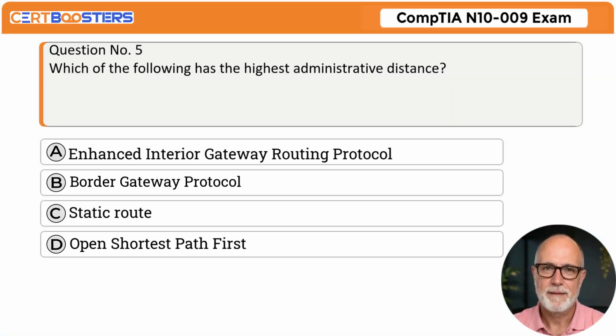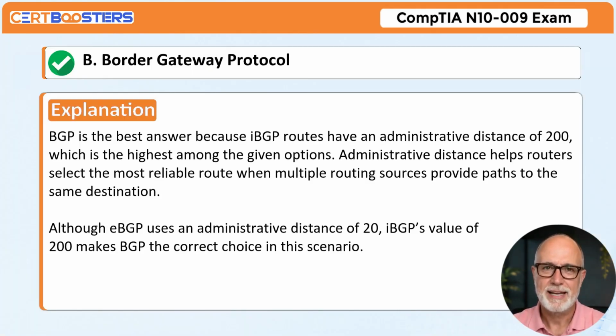Question number 5. Which of the following has the highest administrative distance? A. Enhanced Interior Gateway Routing Protocol. B. Border Gateway Protocol. C. Static Route. D. Open Shortest Path First. Correct answer, B. Border Gateway Protocol.